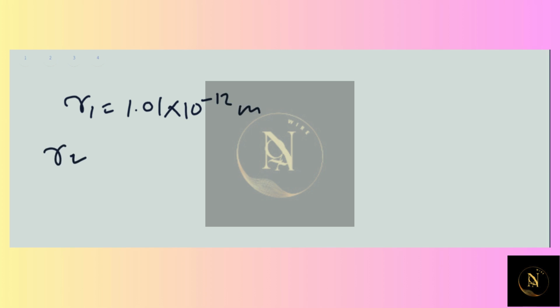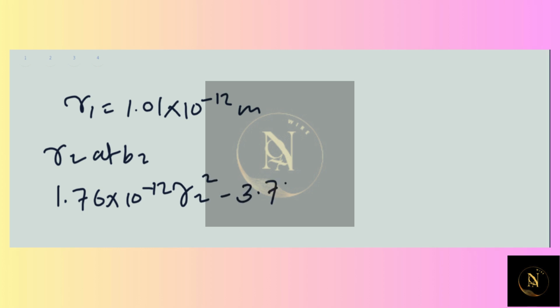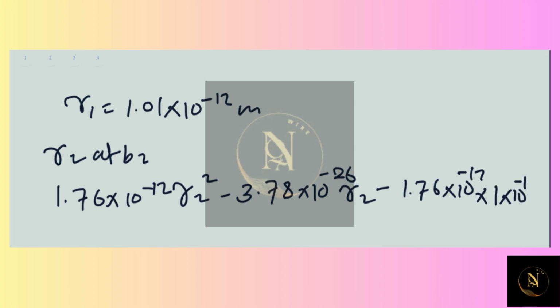Now to get r2 at b2, we substitute the value: 1.76 times 10 to the power minus 12 r2 squared minus 3.78 times 10 to the power minus 26 r2 minus 1.76 times 10 to the power minus 12 times 1 times 10 to the power minus 13 whole squared is equal to 0. From here we get r2. So our r2 is 1.11 times 10 to the power minus 13 meter.